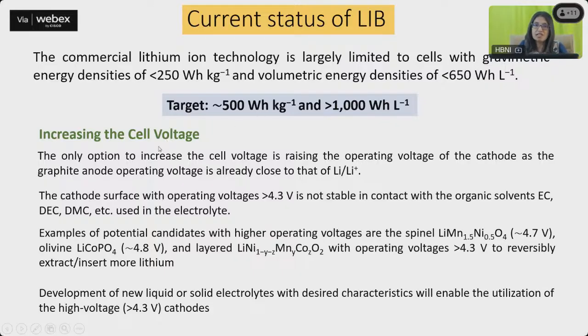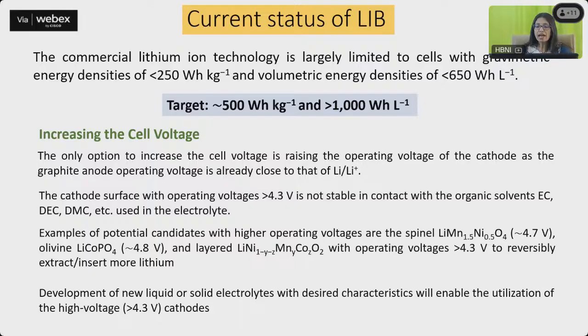You can increase the cell voltage or you can increase the capacity. The only option to increase the cell voltage is raising the operating voltage of the cathode, as the graphite anode operating voltage is already close to that of Li plus. You cannot decrease the voltage any further, because it's almost 0.1 volt only. How much further can you decrease? So the only thing is that you can increase the voltage of the cathode.